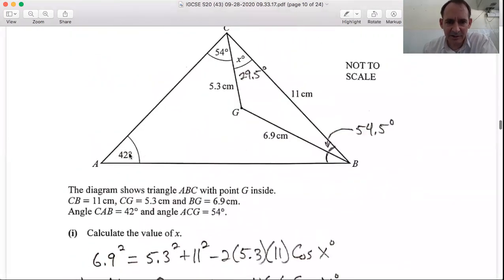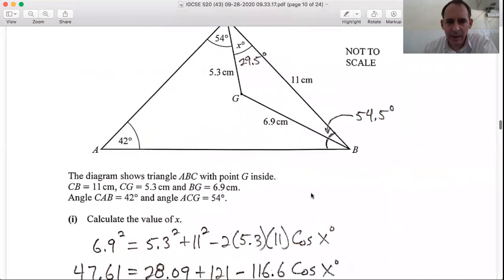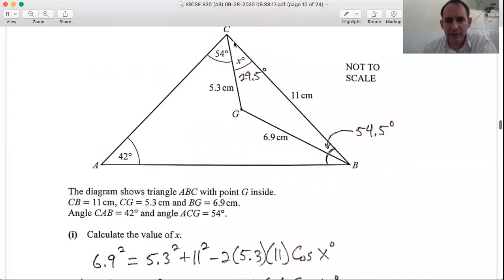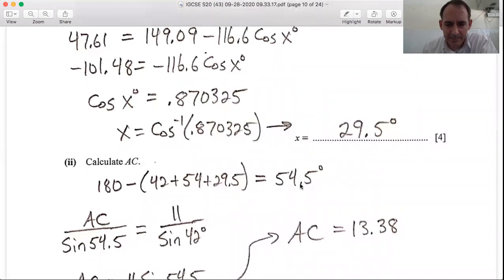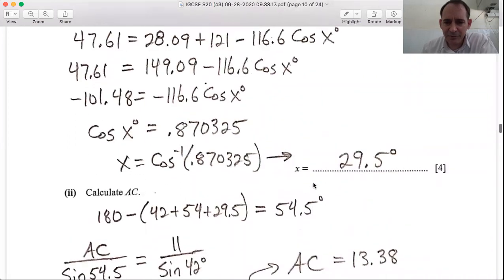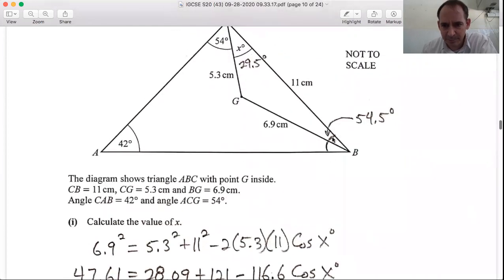It also says to calculate AC. And with AC, we can use this big triangle here. And notice now that we have 54 and 29.5 and we got this 42 down here, we can calculate that the missing angle is 54.5. So this big angle right here is 54.5. We took 180 for a whole triangle, minus the 42, minus the 54, minus the 29.5, and we get 54.5.